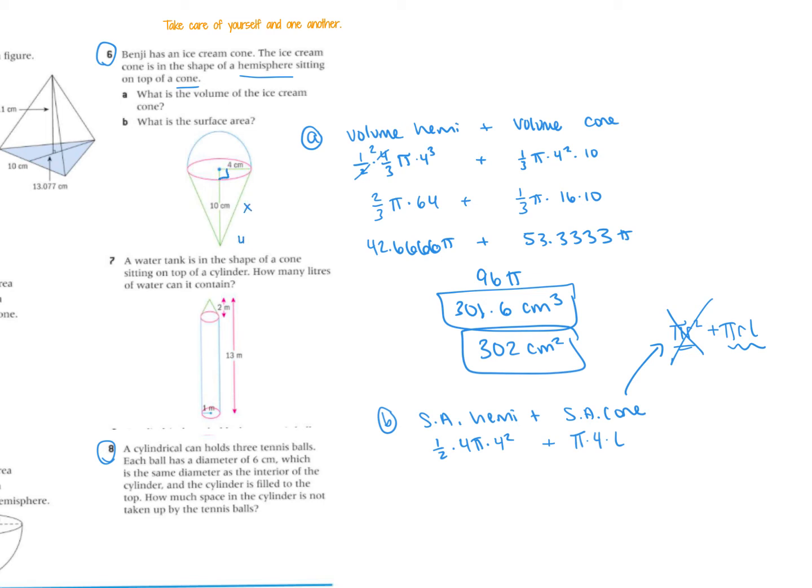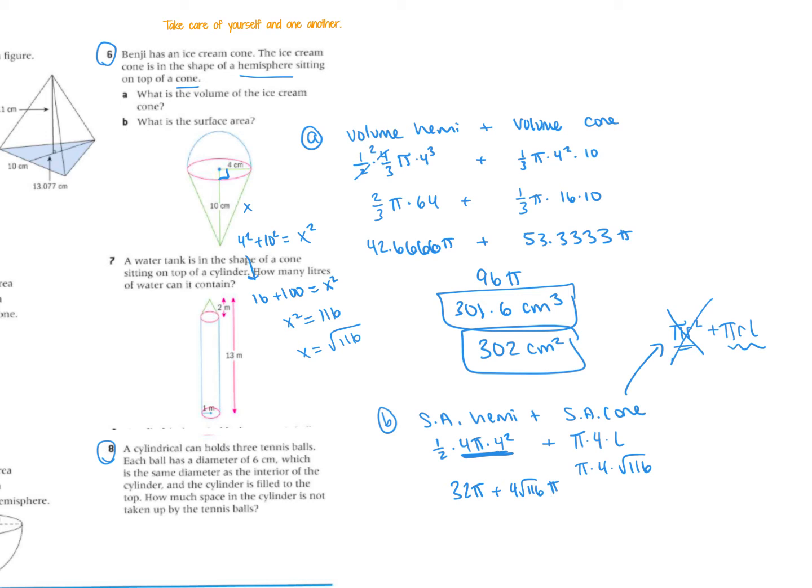So we're going to say 4 squared plus 10 squared equals x squared. 16 plus 100 equals x squared. X squared equals 116, so x equals the square root of 116. So we have pi times 4 times the square root of 116. These together are 64 pi divided by 2, which is 32 pi, plus 4 root 116 pi.